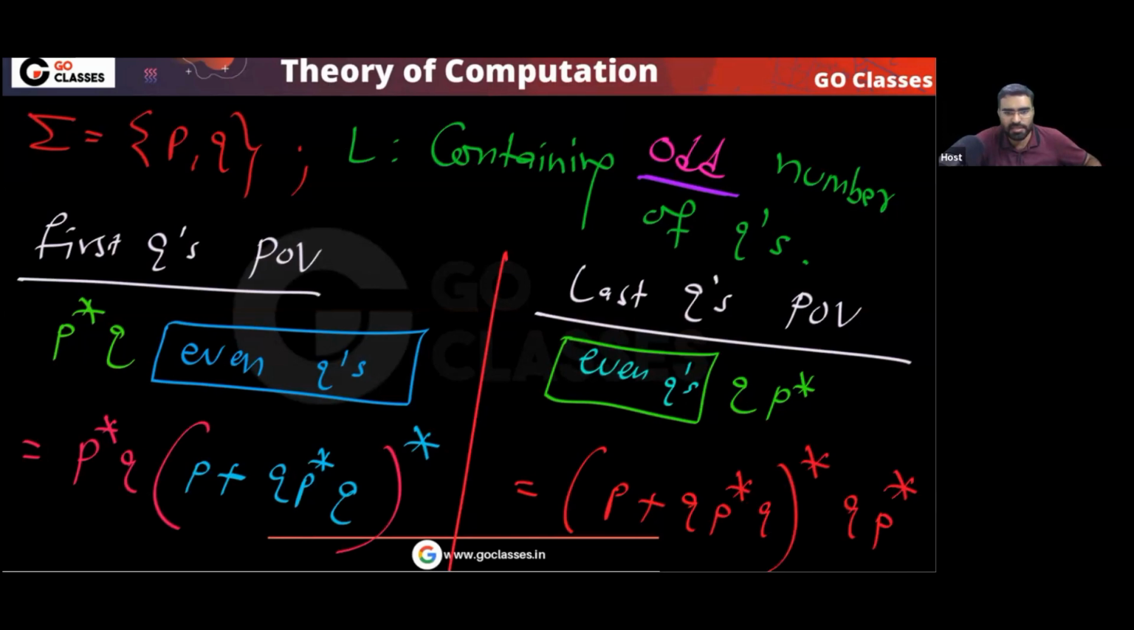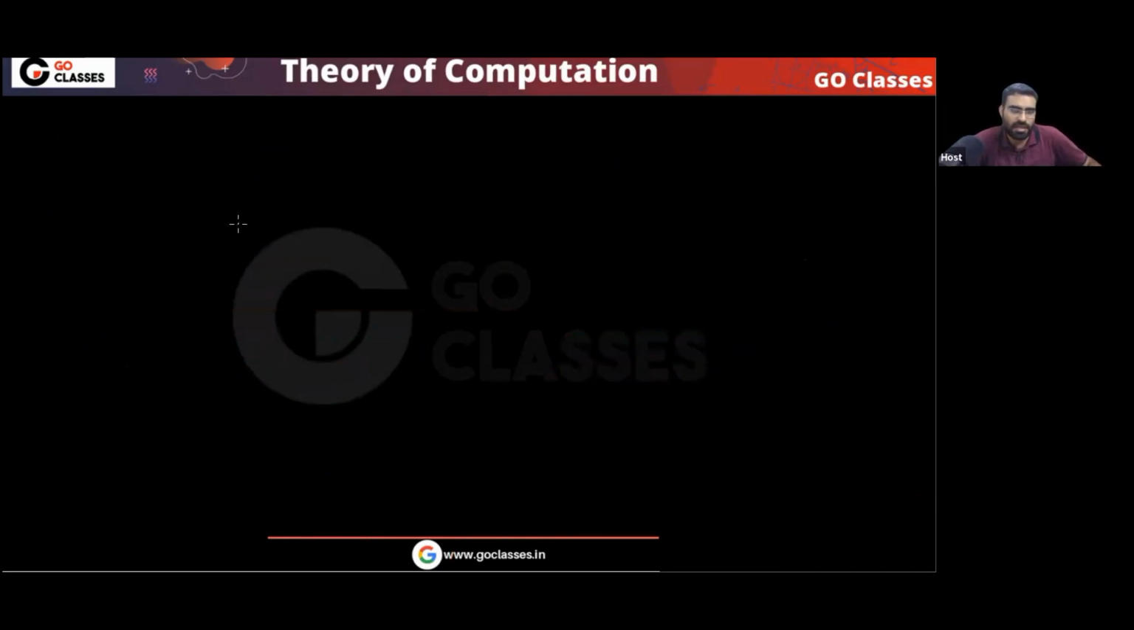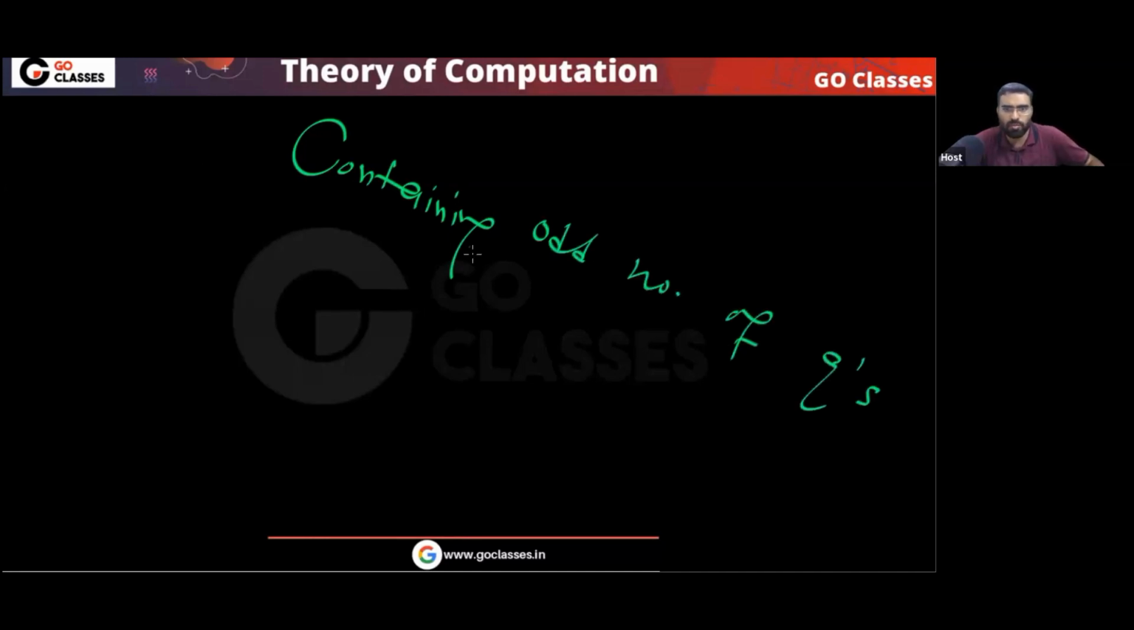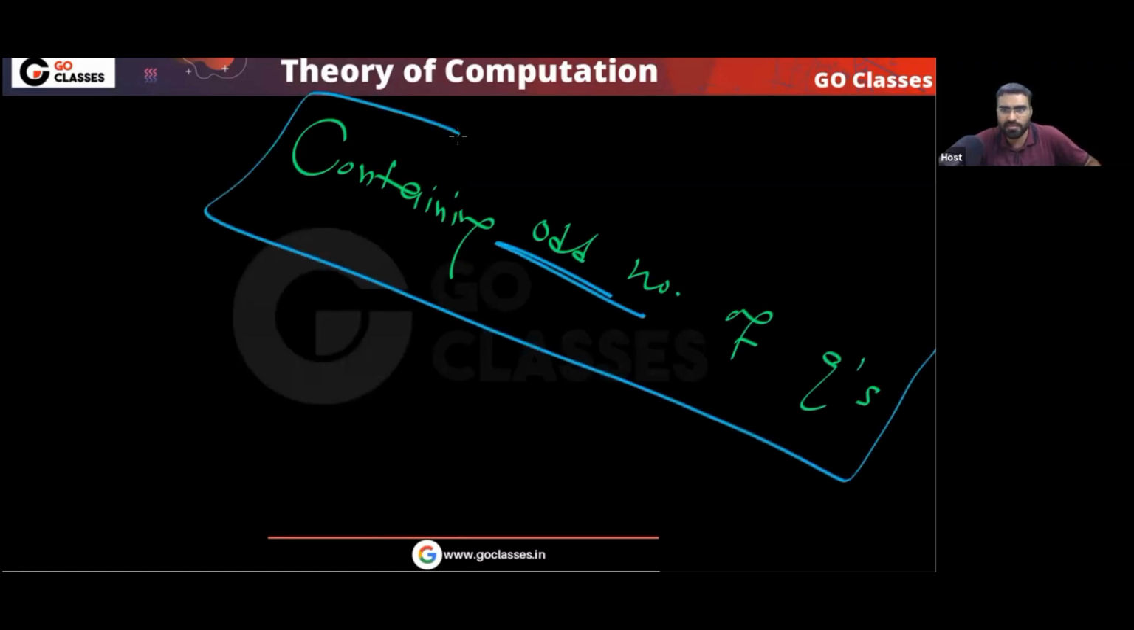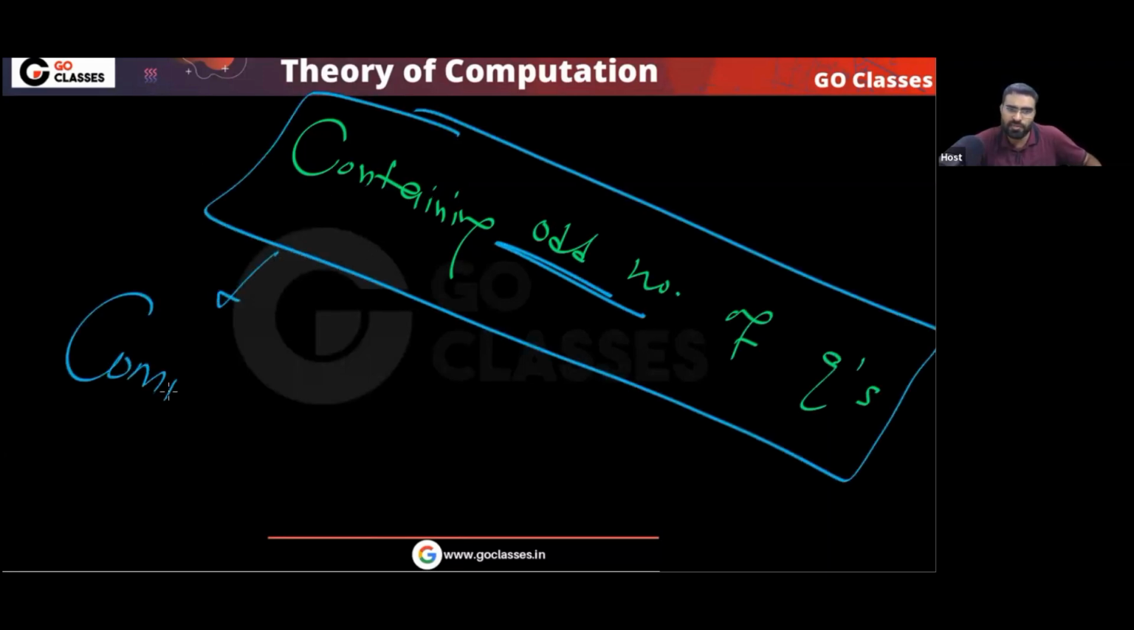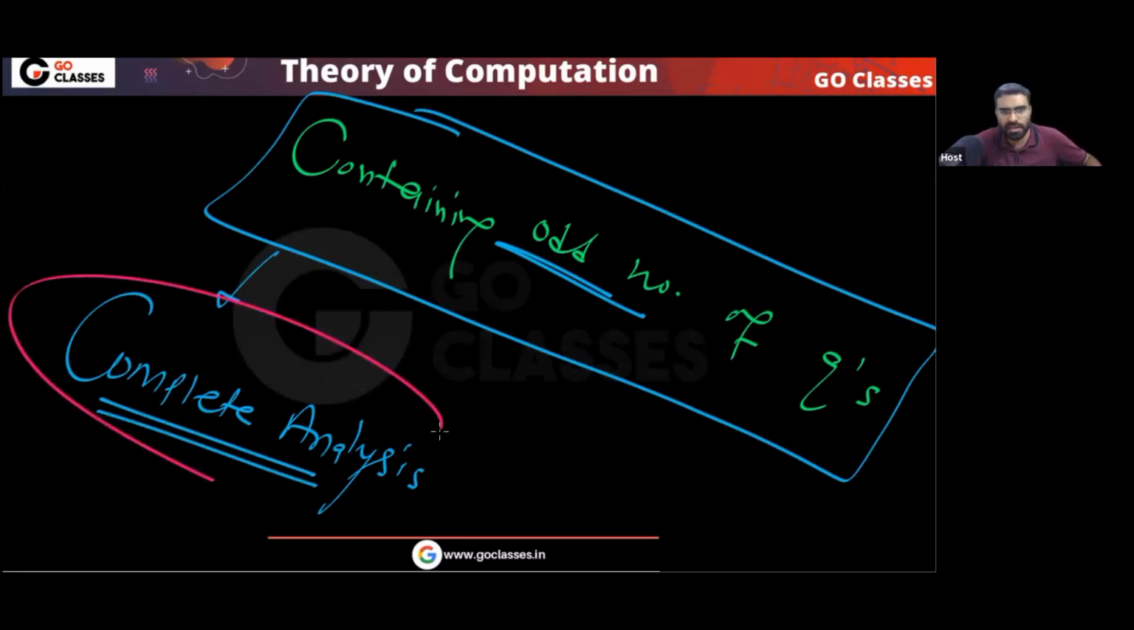Okay. So that's it. Now we have done the complete analysis. Let me tell you, only these ideas are possible. There is no other idea. I have discussed all the ideas. So for the language containing odd number of Qs, we have done the complete analysis. I hope you understood, and I hope you can handle this type of questions in future. In the GATE exam, if this type of questions come as an MSQ, you can handle them. These ideas are very important.